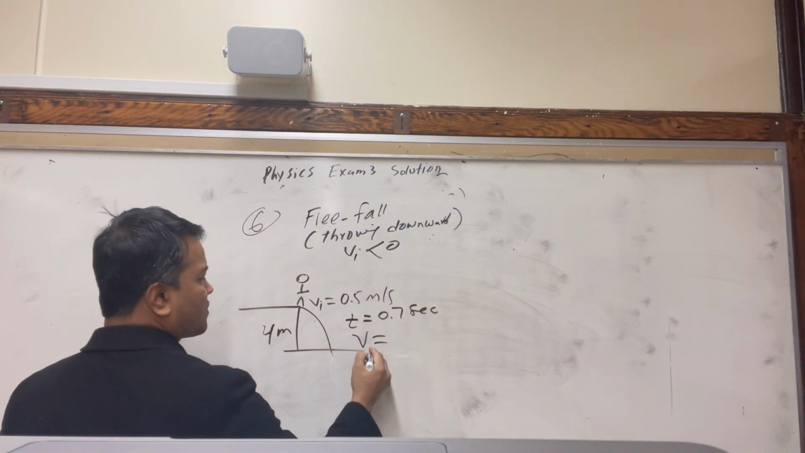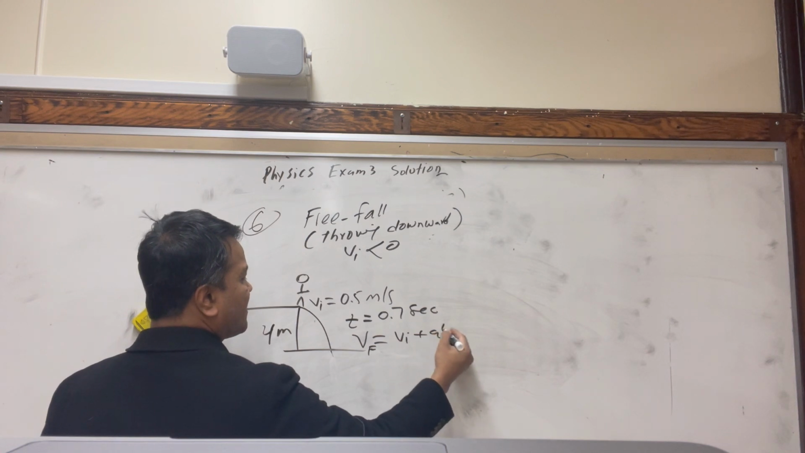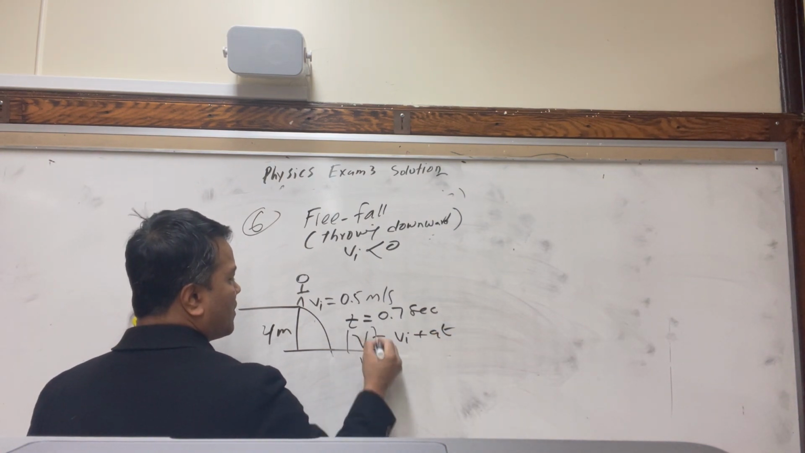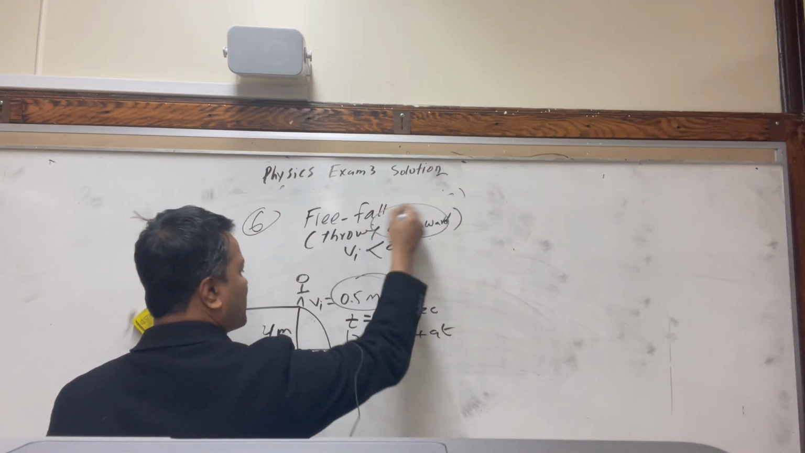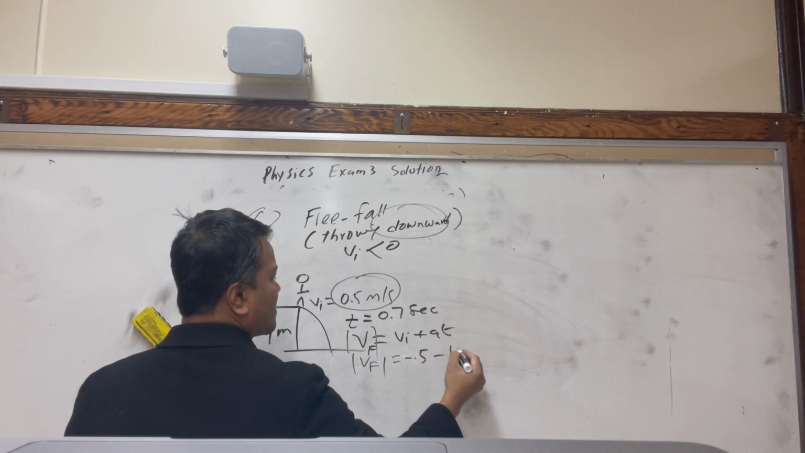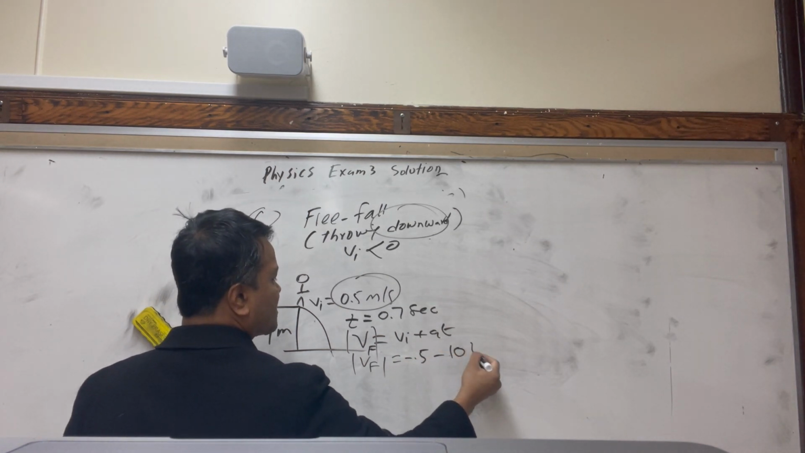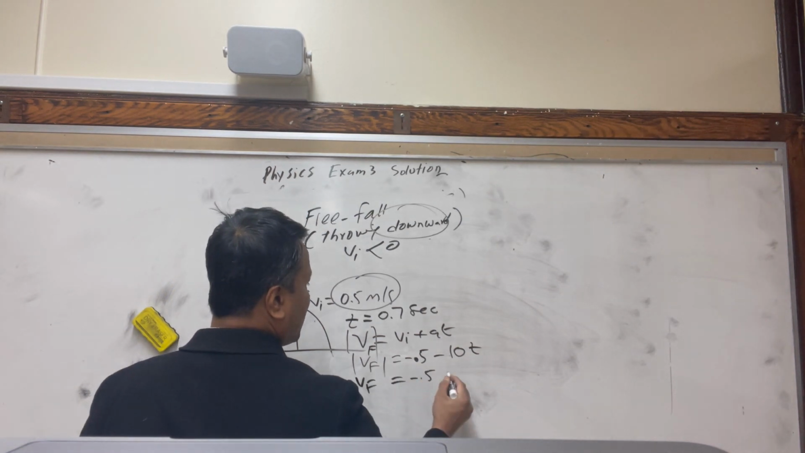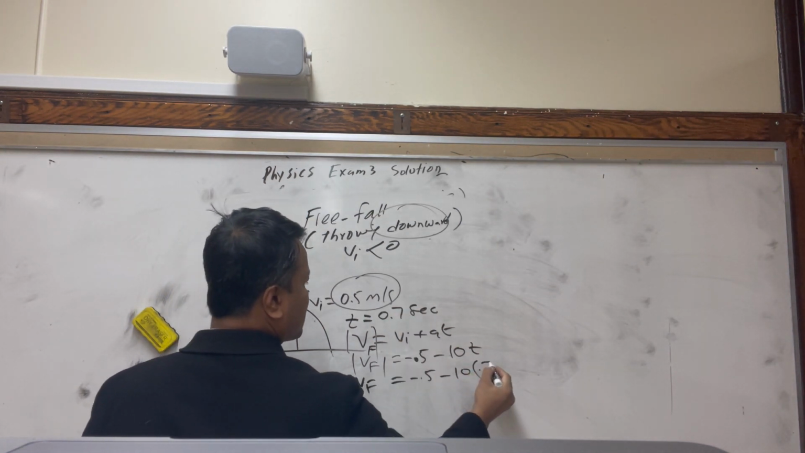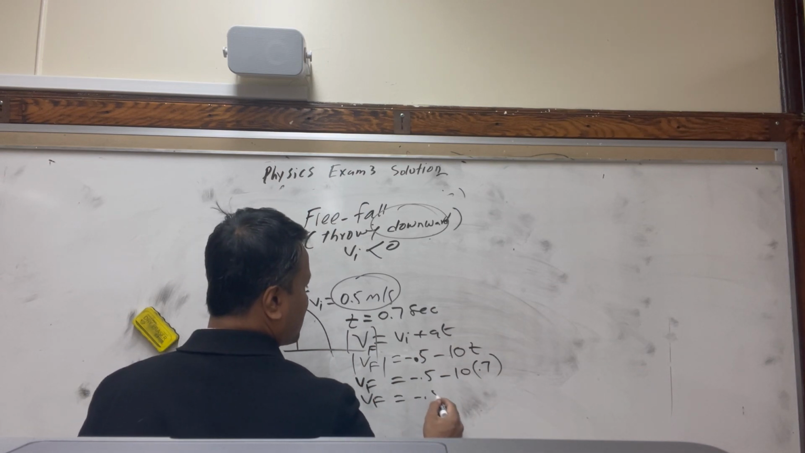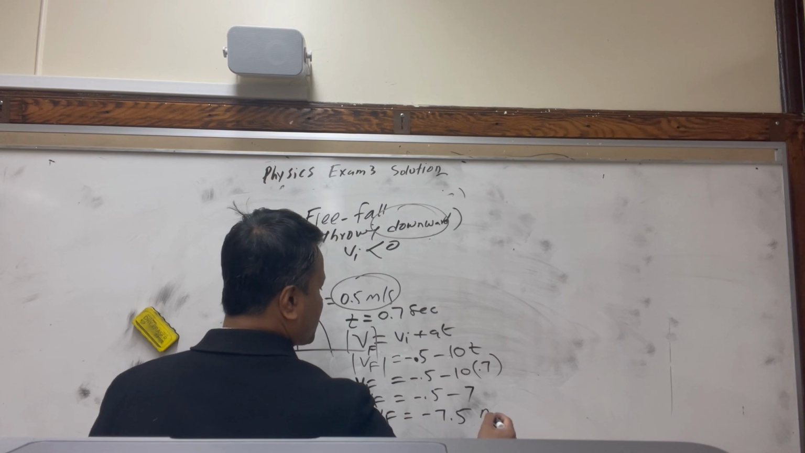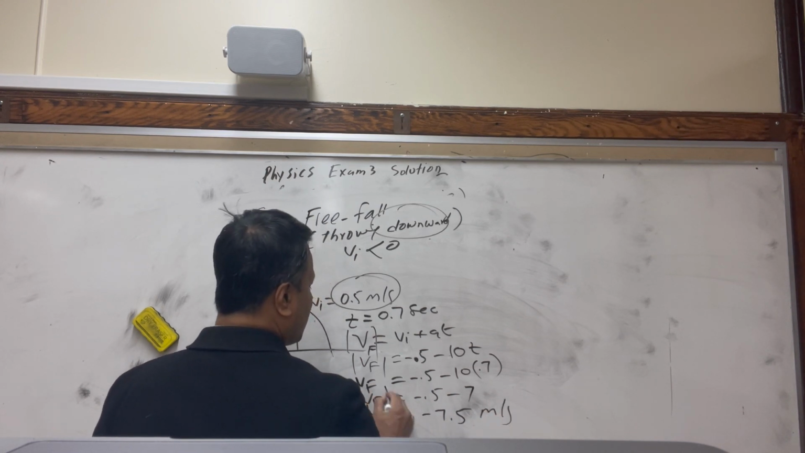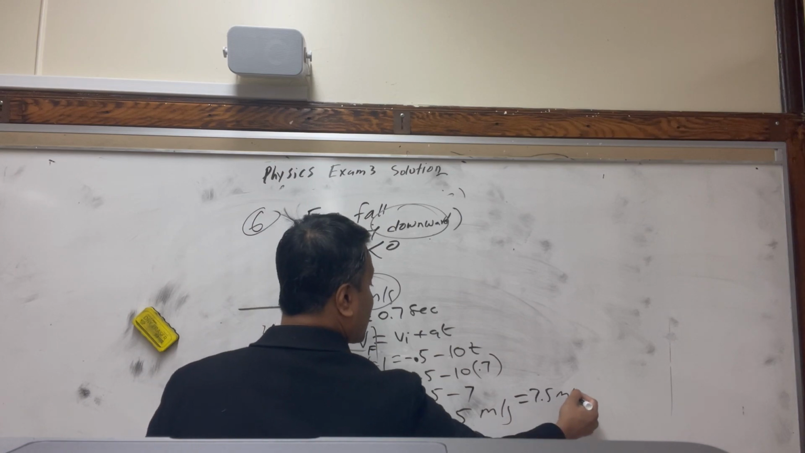So pretty much you're going to use Vf is equal to Vi plus at. Vf is, of course, what you want to find, the speed. Vi is, don't forget this is throwing downward, so you have to put negative 0.5, minus 10t. Vf is equal to negative 0.5 minus 10 times 0.7. So Vf is equal to minus 0.5 minus 7. So Vf is equal to minus 7.5 meters per second. Of course, you take the absolute value, so this becomes just 7.5 meters per second.